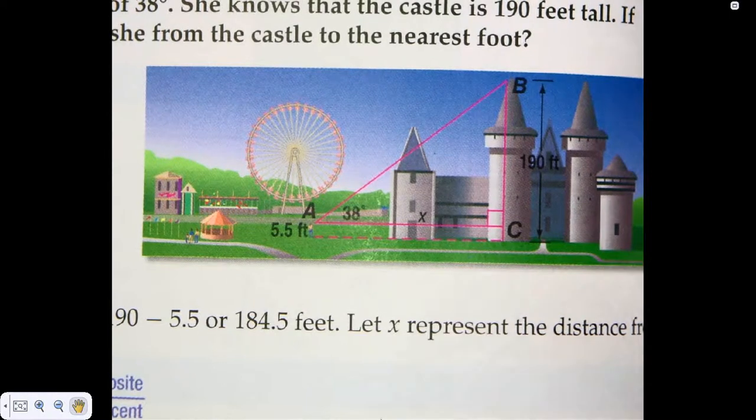So you see how all we're doing is adding a concept of looking up or looking down at something, but in essence, you're always going to create a what? Right triangle. So you can use what functions? Trig functions to find your unknown.